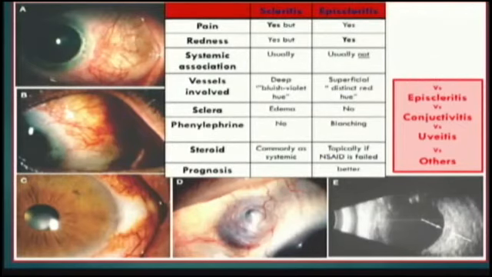I wouldn't expect from you, when I say scleritis, episcleritis, conjunctivitis, to answer phenylephrine. I know it is in the book, and a lot of people put a lot of weight on that. But at the bottom, it may help you in the ER. Okay. Any questions? Yes, Abdulkareem.